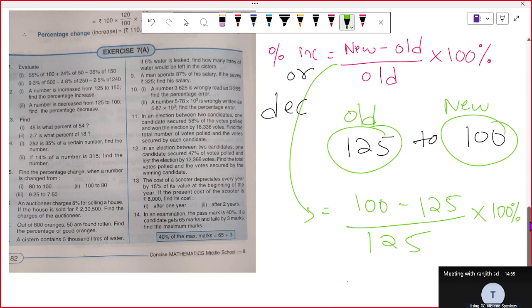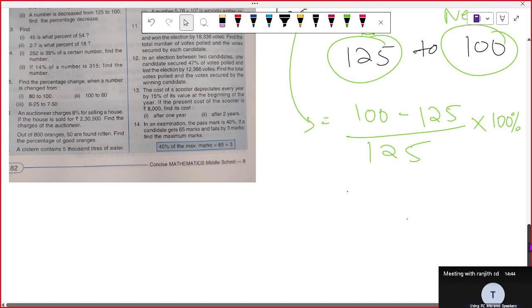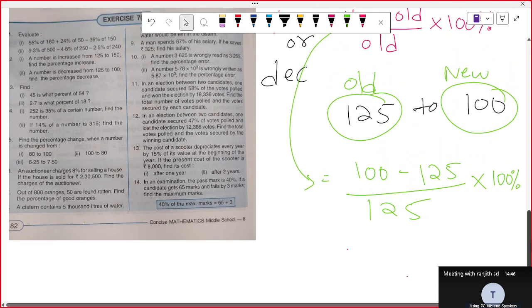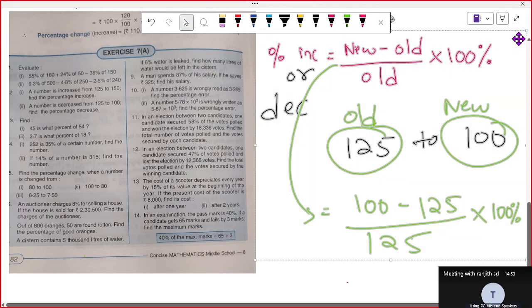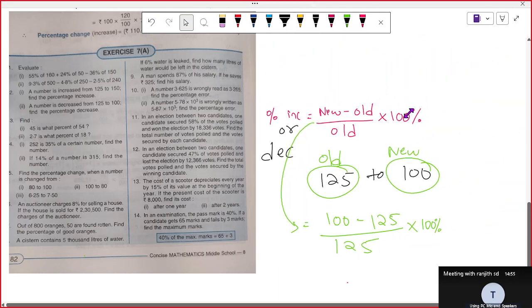Just fill up the formula. Whatever values are given, just fill those values. What is 100 minus 125? Plus or minus? Minus. Okay, calculate the percentage. The percentage will be in minus, which implies this is negative. It's decreased.